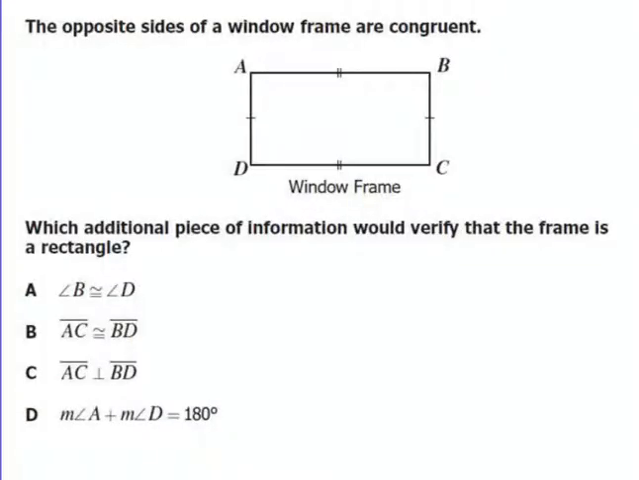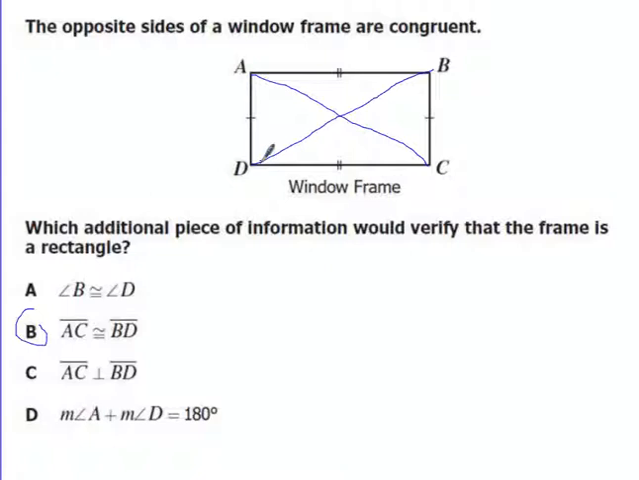Which additional piece of information would verify that the frame is a rectangle? Okay, so again, let's just read through all of these and see which one seems like the best answer. B is congruent to D. That's true for a rectangle, but it's also true for any parallelogram, so it's nothing special. We want something that's special about the rectangle. AC is congruent to BD. Okay, that is special to a rectangle. The diagonals are congruent, so that's the correct answer. Let's read the other ones just to make sure. AC and BD are perpendicular. Yeah, that's true. But that could also be true for a lot of things.